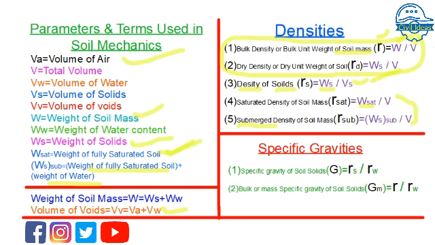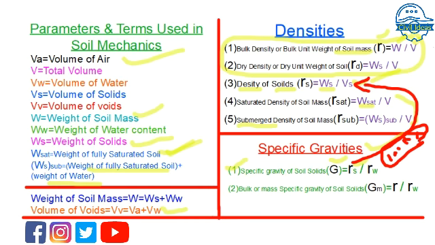Now we'll move to the specific gravity. Specific gravities are of two types. First, specific gravity of soil solids, represented by G. This is the density of soil solids with respect to the density of water. You can see this is the density of solids to the density of water, and the density of water is generally 1000 kg per cubic meter. This is generally known for water.